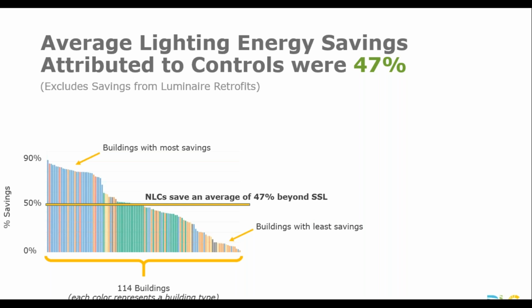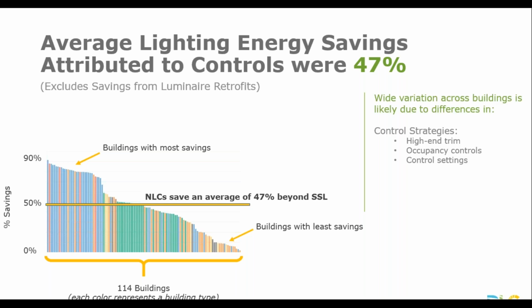Again, so we found that 47% value on average, and this chart shows the number of buildings ranked from lowest to highest, and every color is a different building type, which we'll go into a little bit more detail. And you notice here that the savings really range widely. And this wide variation is likely due to the differences in both the control system settings and the site characteristics.